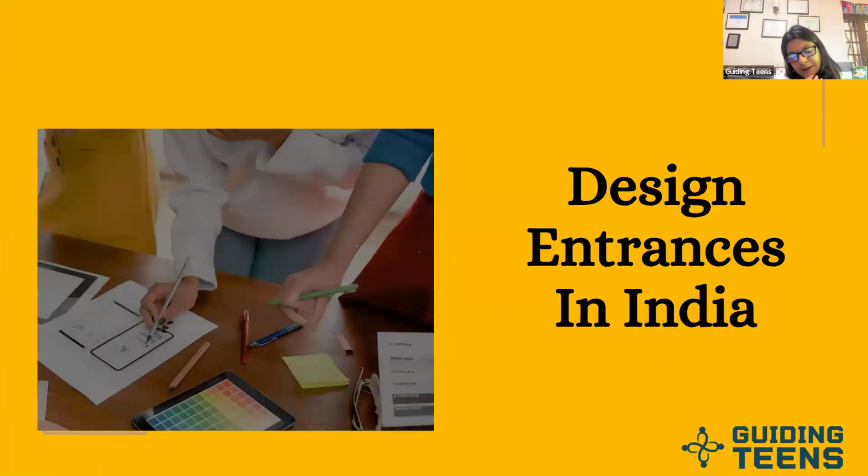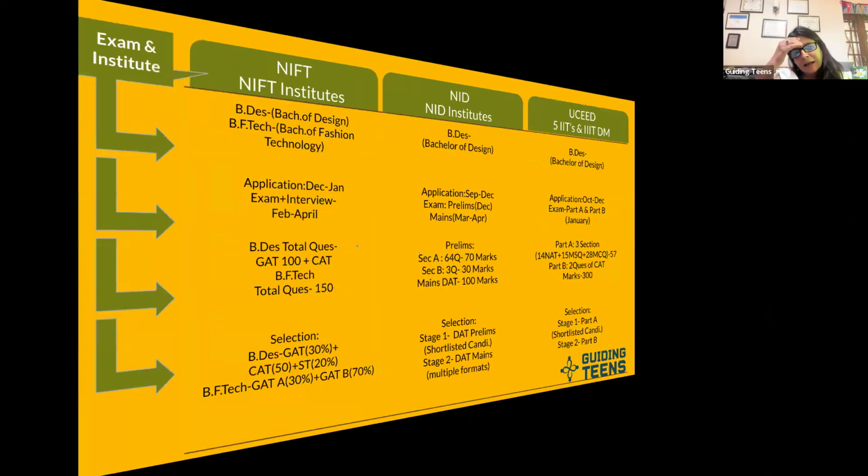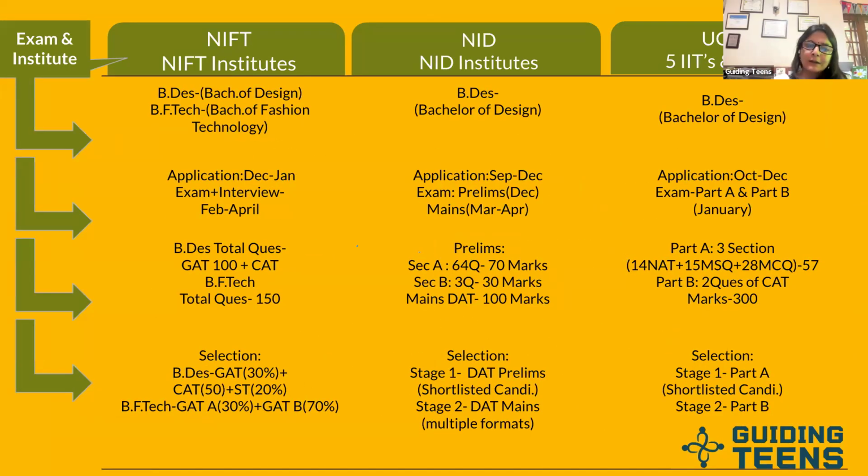Design entrances in India. And for design, Ramya, we can go to the next. For design, there is NIFT, there is NID, and UCEED. These are the big ones. NIFT, of course, I think almost everybody is very familiar with. They offer two main degrees, the Bachelor of Design and the Bachelor of Fashion Technology. Again, the applications happen in December and January. The exams also happen around then.